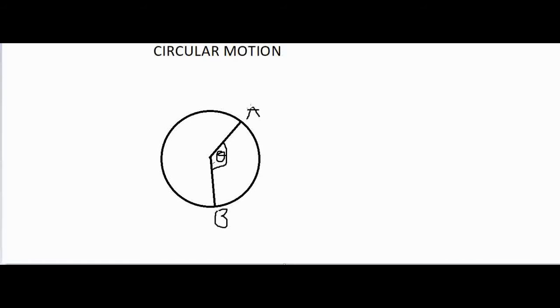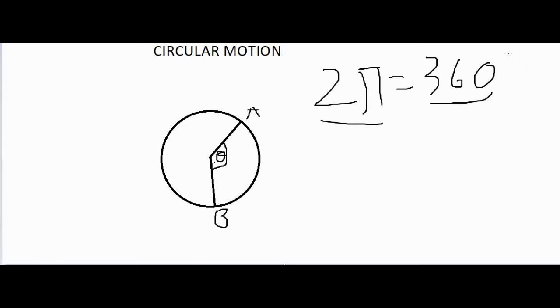Now it's not measured in degrees, it's measured in radians. If you don't know, 2 pi radians is equal to 360 degrees. I'll explain radians in more detail in another video, but for now, just know that 2 pi radians is equal to 360 degrees.